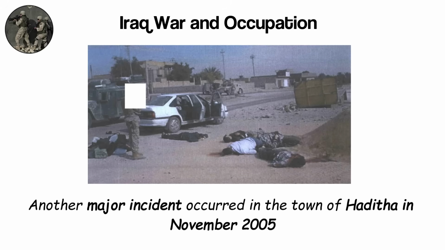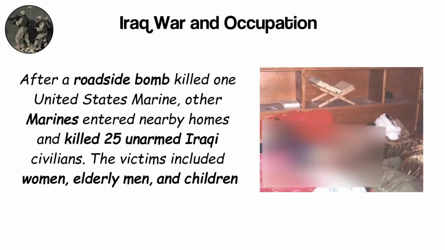Another major incident occurred in the town of Haditha in November 2005. After a roadside bomb killed one United States Marine, other Marines entered nearby homes and killed 25 unarmed Iraqi civilians. The victims included women, elderly men, and children.